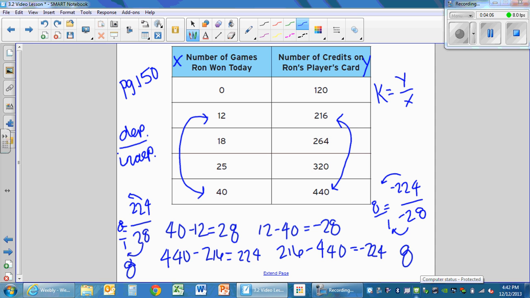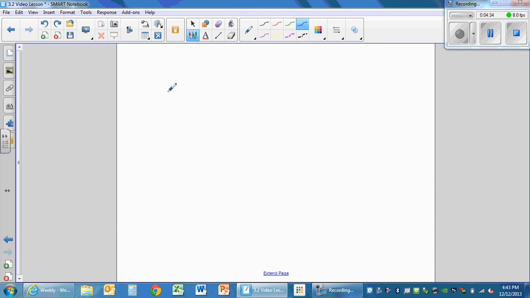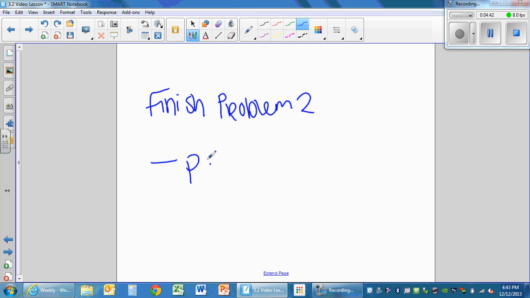I'm going to let you go ahead and finish the rest of problem 2. So you have page 151 all the way up until, let's see here, where does it end? All the way up until page 156. So I'll write that down for you just in case you need it. Finish problem 2, and it's through page 156.